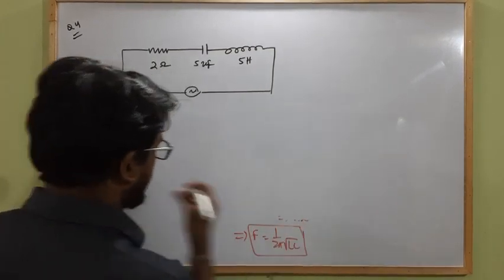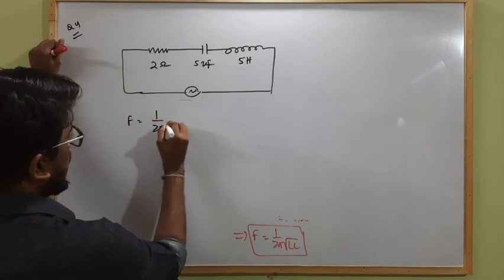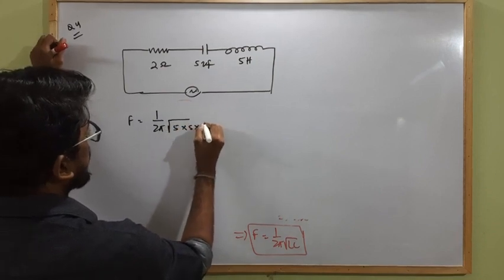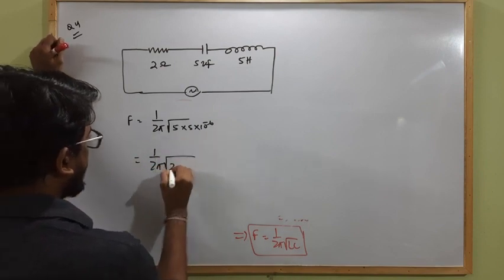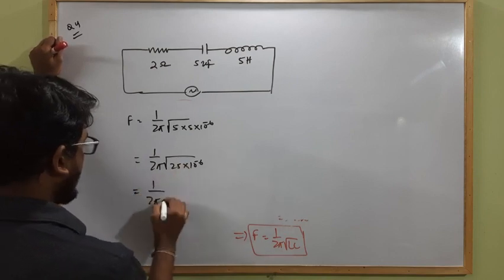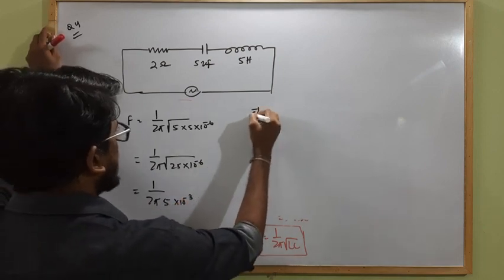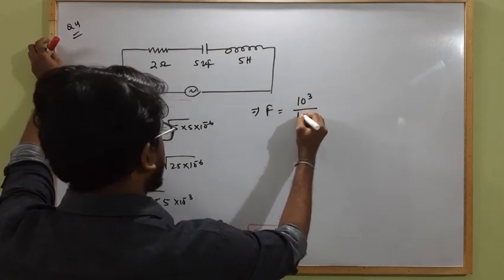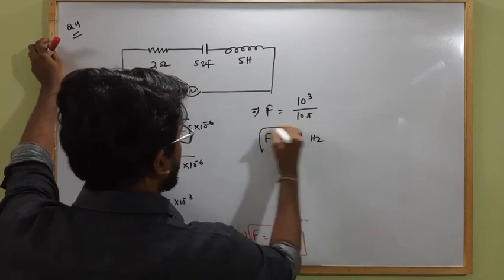So the frequency F equals 1 by 2 pi into root over of L, 5 into 5 into 10 to the power minus 6. This is equal to 1 by 2 pi into root over of 25 into 10 to the power minus 6. So this implies 1 by 2 pi, 25 will be 5, this will be 10 to the power minus 3. So the frequency F equals 10 to the power 3 divided by 10 pi, or 100 by pi hertz.